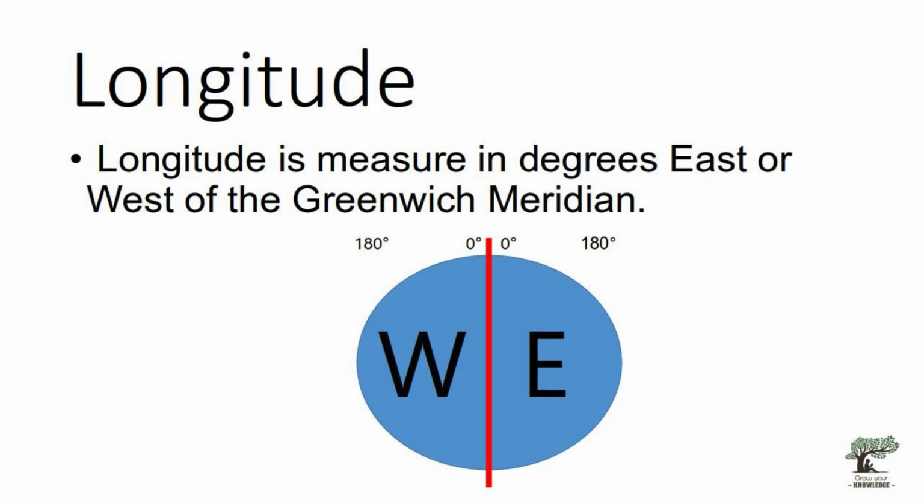Longitude is measured in degrees east or west of the Greenwich meridian. So we would start in the middle at 0 degrees and moving left would be west until 180 degrees. And then for our other measurement, we would go 0 degrees in the middle, moving right, which would be your east, until 180 degrees.